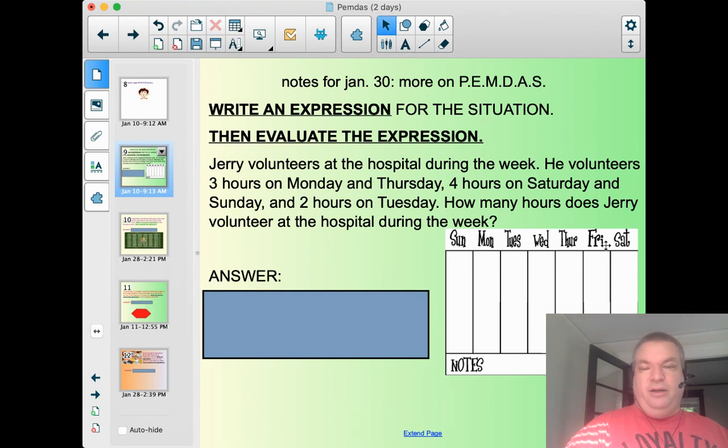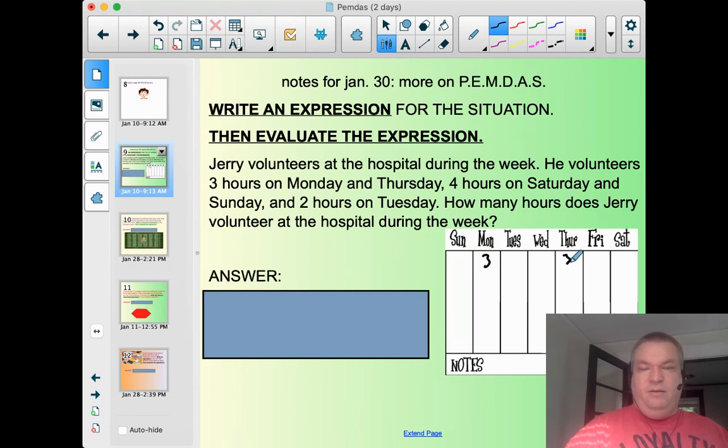So I got a little chart here we're going to use to organize our information a little bit. Got all my days of the week. And I'm just going to write how many hours he's volunteering each day. So he does 3 hours on Monday and Thursday. So I'm going to write a 3 for Monday, 3 for Thursday. Okay. He volunteers 4 hours on Saturday and Sunday. Okay, so 4 for Saturday, 4 for Sunday, and 2 hours on Tuesday.